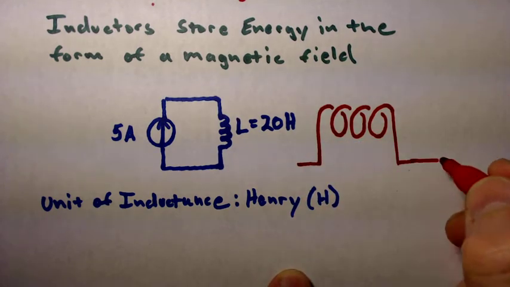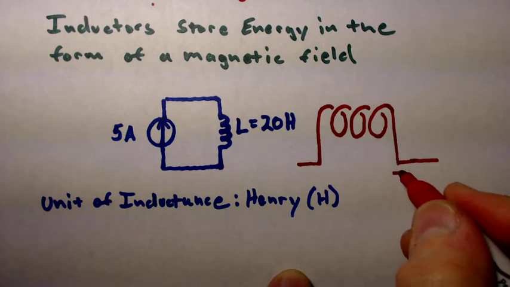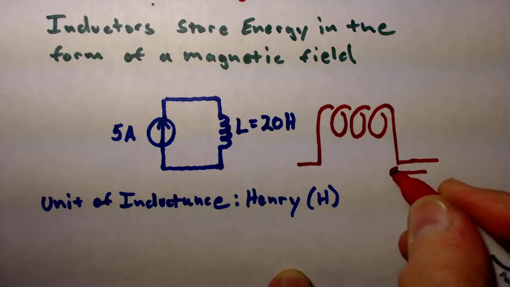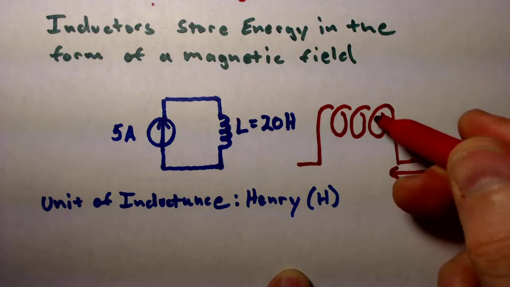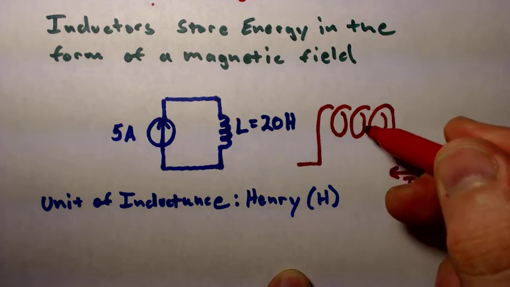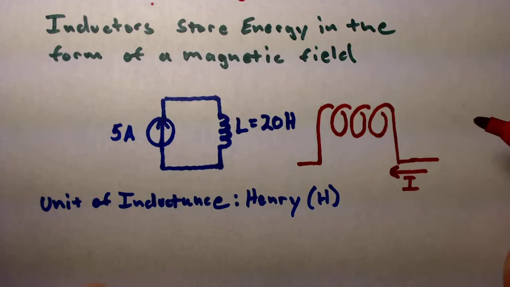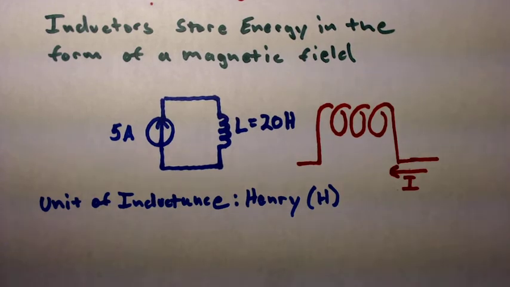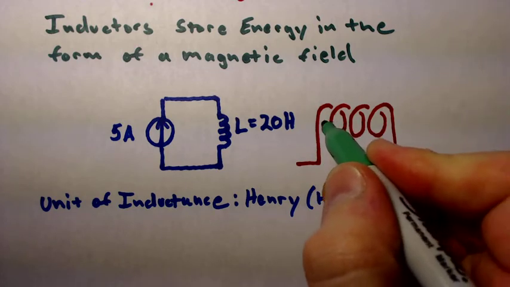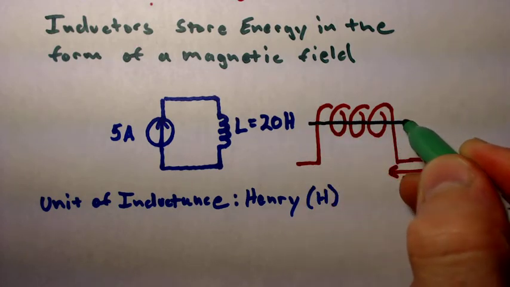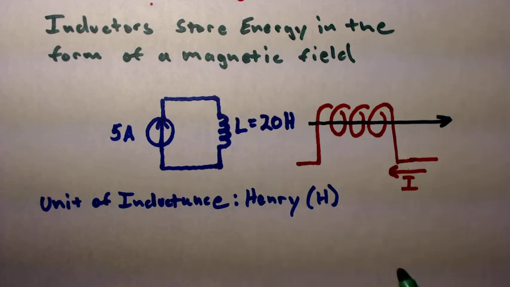And let's go ahead and say that I am driving or pushing current in this direction to the left. Now, as that current goes through it, a magnetic field builds up around this inductor. And that magnetic field actually goes in this direction.